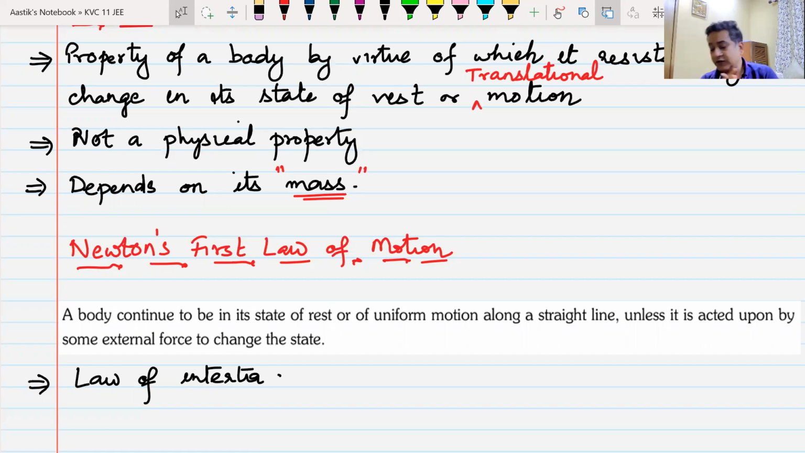So, Newton's first law defines inertia. Inertia is the property by which if a body is at rest, it will remain at rest. If a body is in motion, it will continue its uniform motion. Have you written this? No, sir. Yes or no?